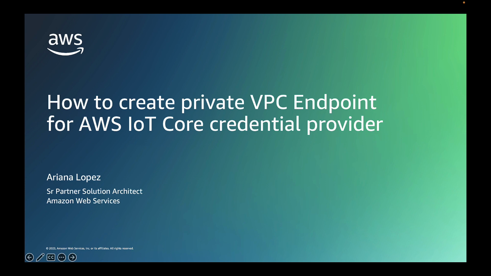And today I'm going to show you how to create a private VPC endpoint for AWS IoT Core Credential Provider. This video is a follow-up to another video series that I did called How to Use a Proxy Server to Connect to Public Endpoints for AWS IoT Greengrass version 2.